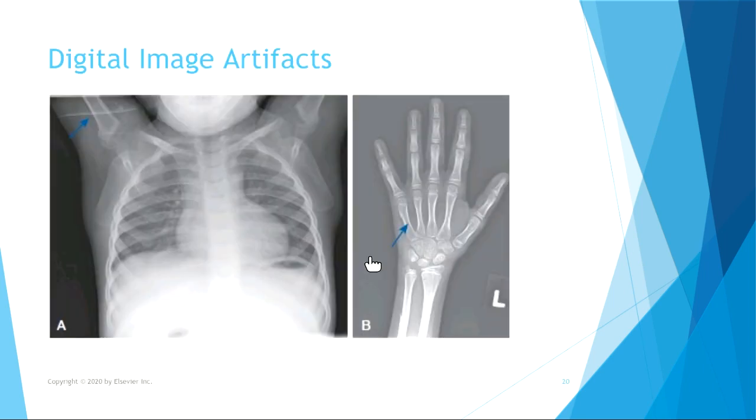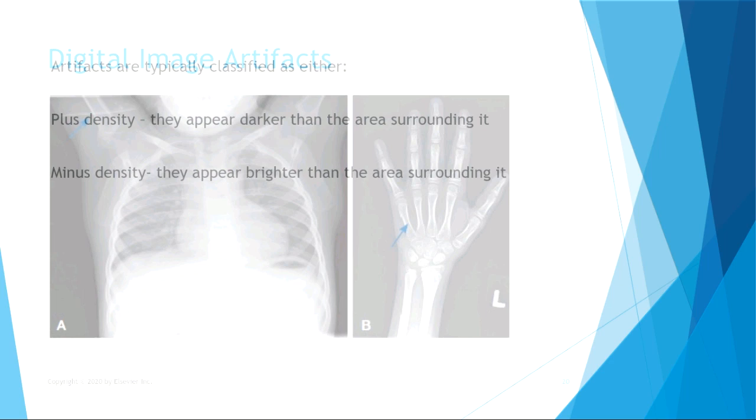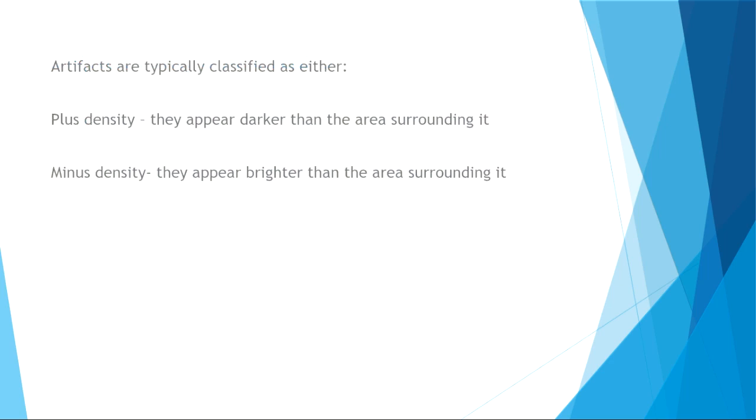So when we looked at this pediatric chest a minute ago, this would be a minus density artifact, okay, because it appears bright in comparison to the anatomy around it. I do not have an example of a plus density artifact, but it would just appear the opposite way. So usually artifacts are categorized into either plus density or minus density artifacts, and realize that digital can have a lot of different artifacts compared to film.